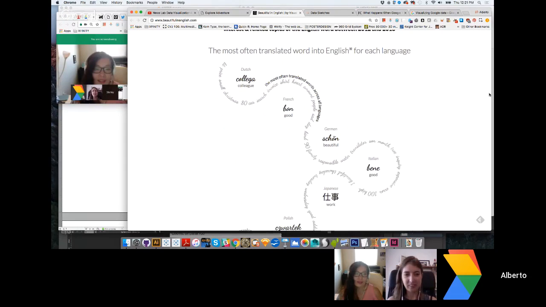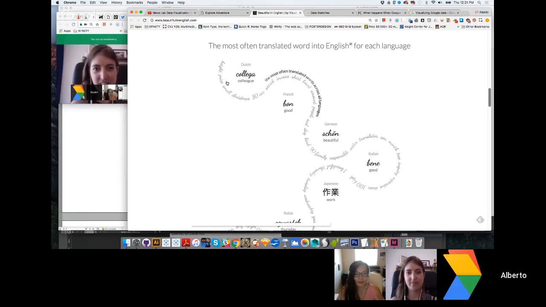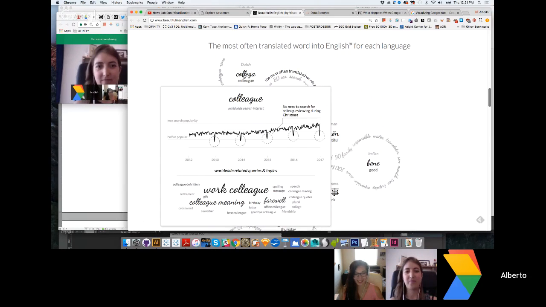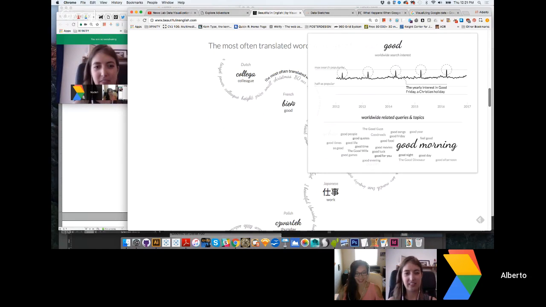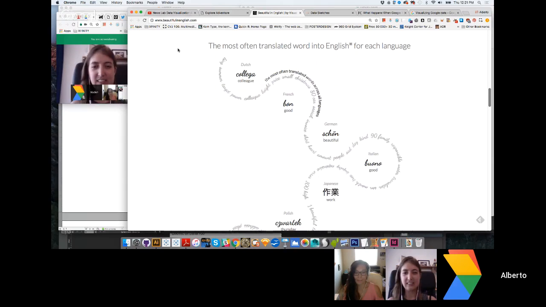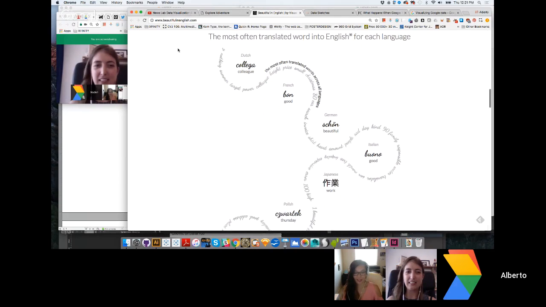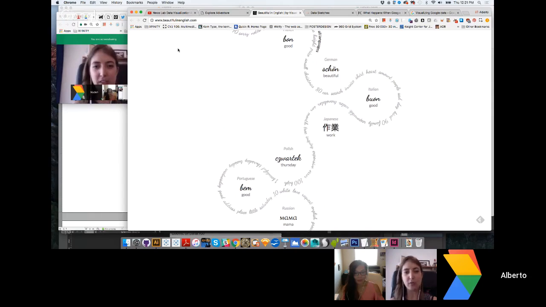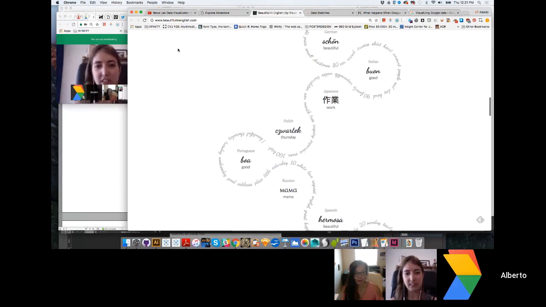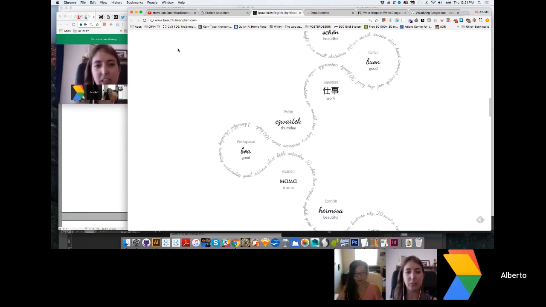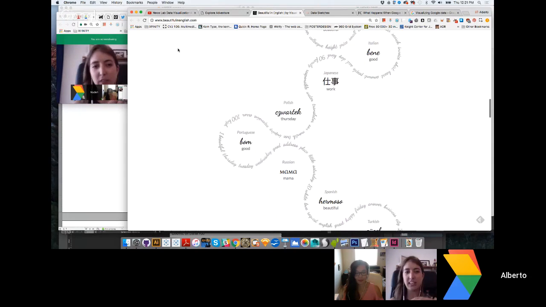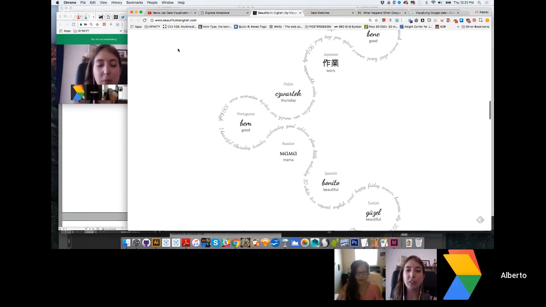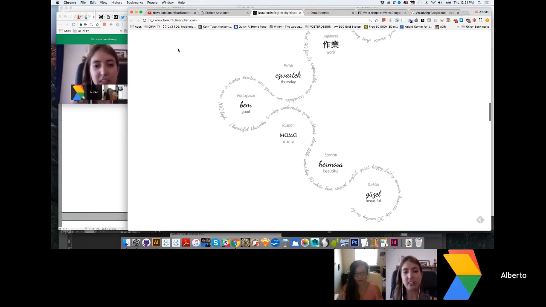Let's talk about first the first piece of visual information that we have in here, which is this kind of moving snake of words, and the most often translated words into English from the different languages. Can you talk a little bit about it? So this one is just sort of getting into the data. So it shows the most often translated word from these 10 languages, the original word, and then what the English translation is about. And then connecting them is sort of a moving snake, 100 most often translated words across all of these languages.